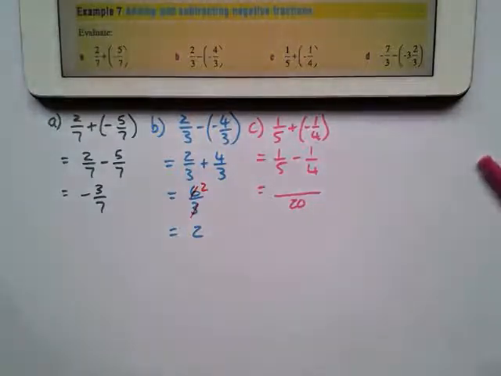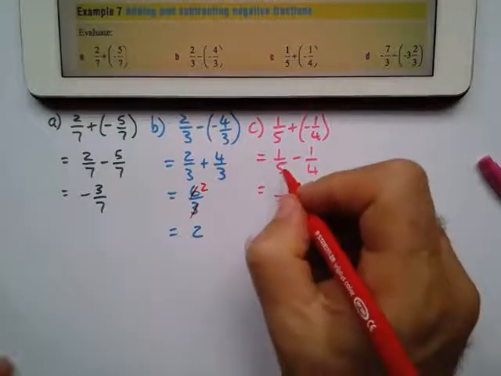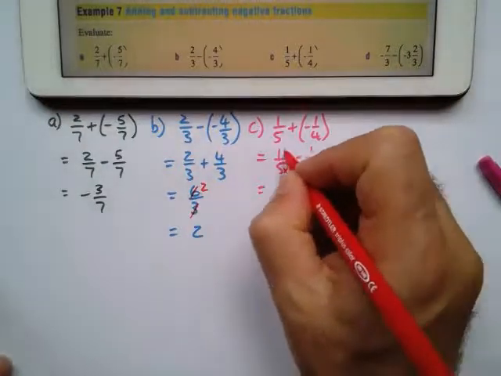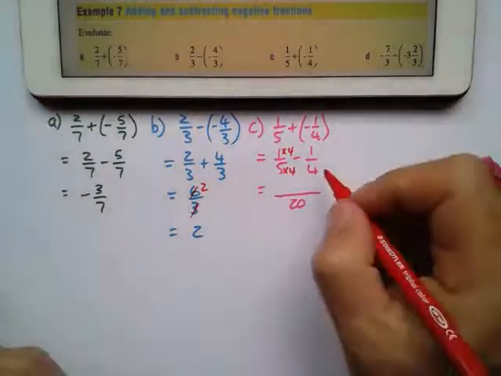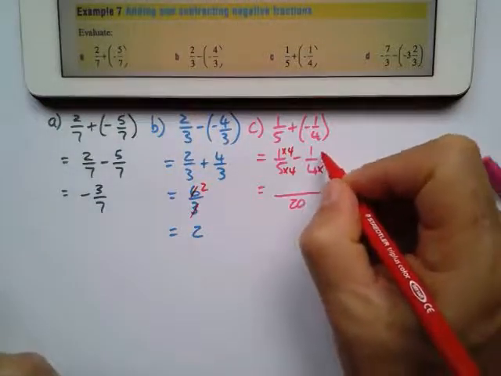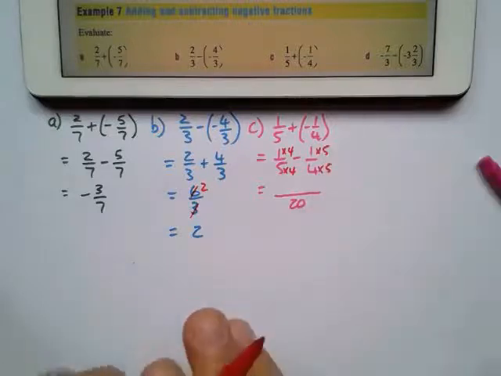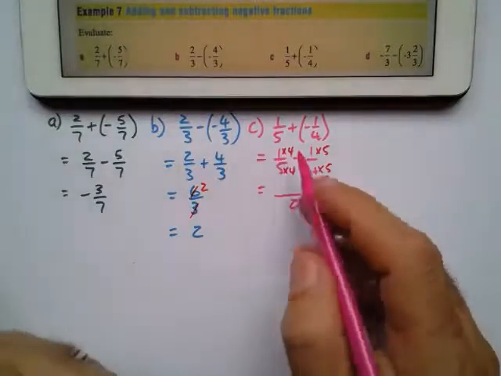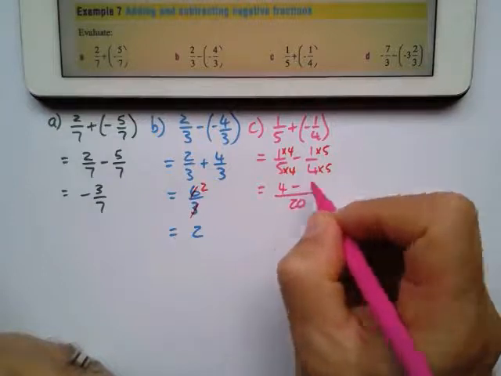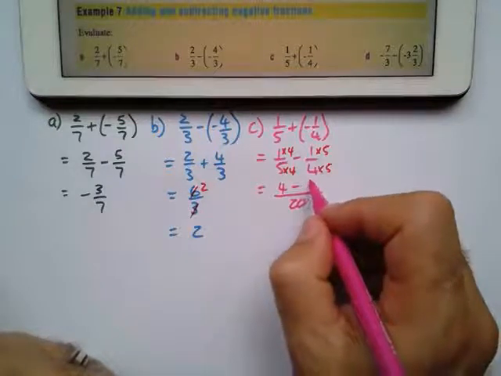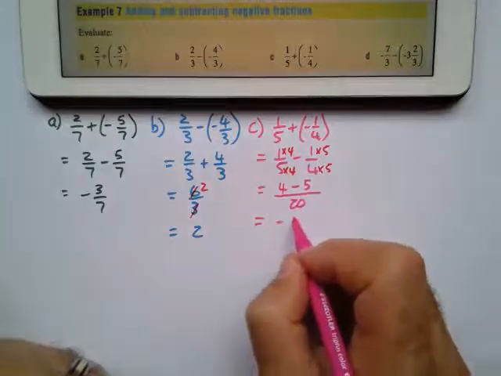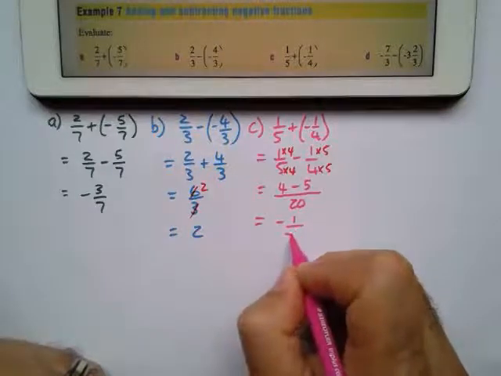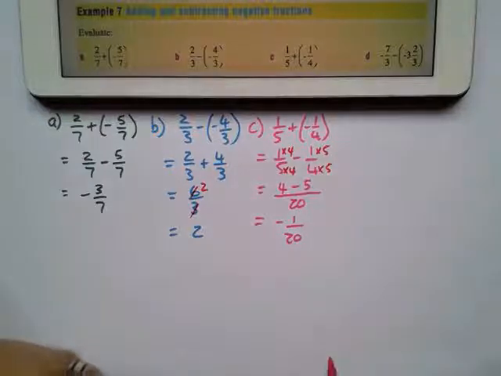What did I do to 5? I multiplied 5 by 4, so I'm going to multiply 1 by 4. What did I do to 4? I multiplied it by 5, so I'm going to multiply 1 by 5 as well. 1 times 4 is 4. Take away 1 times 5 is 5. 4 take away 5 is negative 1/20th.